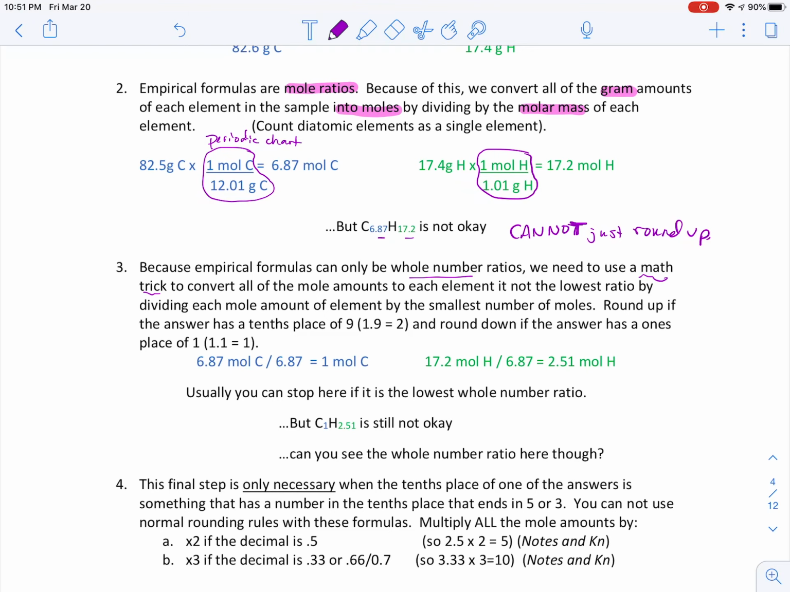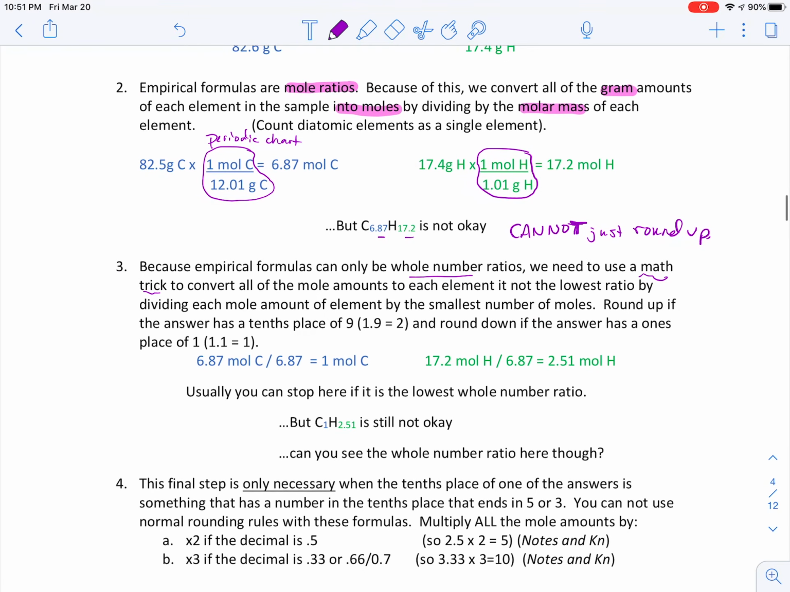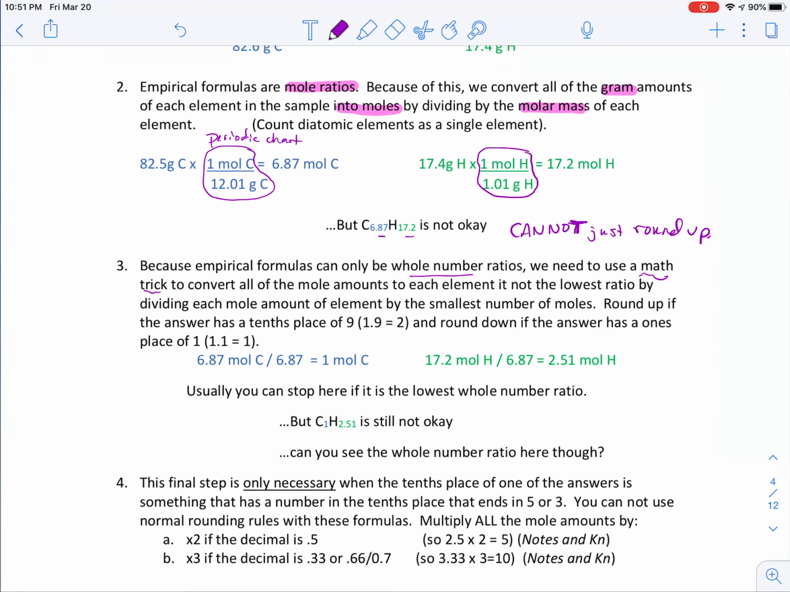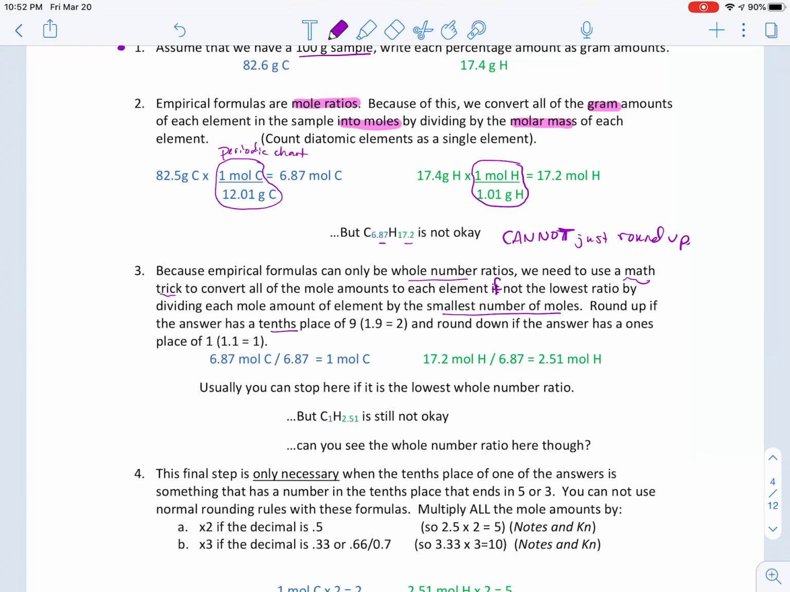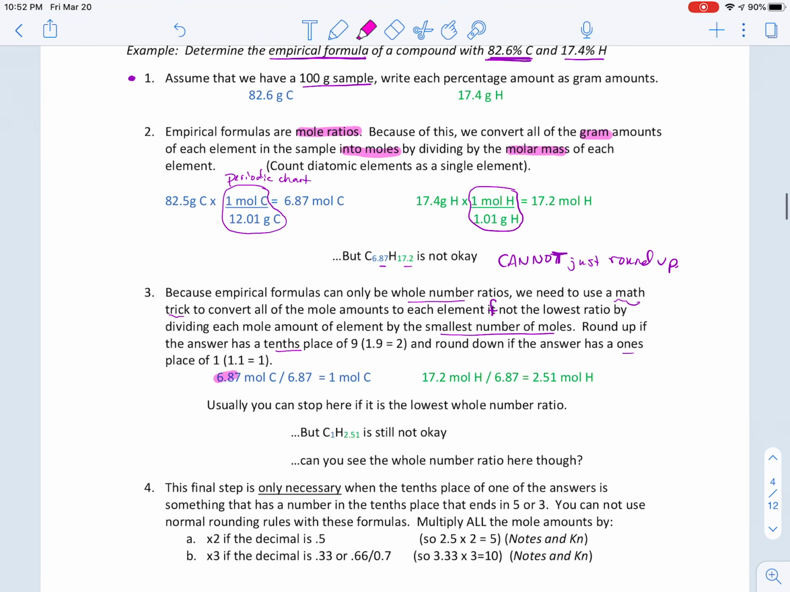It converts all the mole amounts of each element if it's not the lowest ratio. So notice, what you're going to do is divide each mole amount by the smallest number of moles. And you'll round up only after this step, if it's in the 10th place or in the ones place. The reason I picked the 6.87 is because when I compare that number to that number, the 6.87 is the smallest. So everyone gets divided by him.